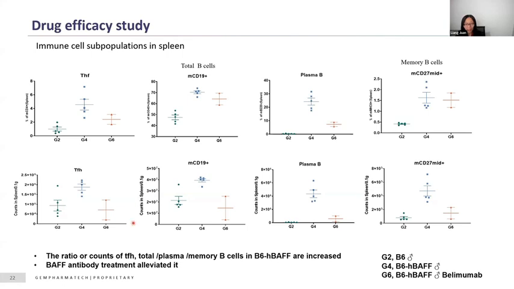The ratio and counts of TFH cells, total B cells, plasma cells, and memory B cells are all increased in the BAFF humanized mouse model, and treatment with the BAFF antibody could reduce the immune cell subpopulations.